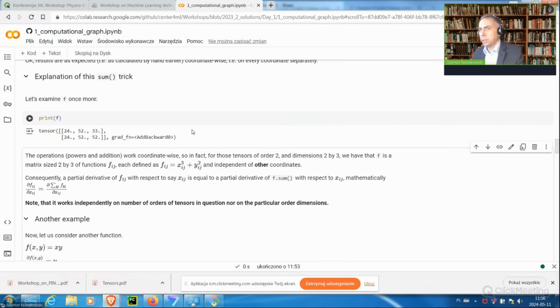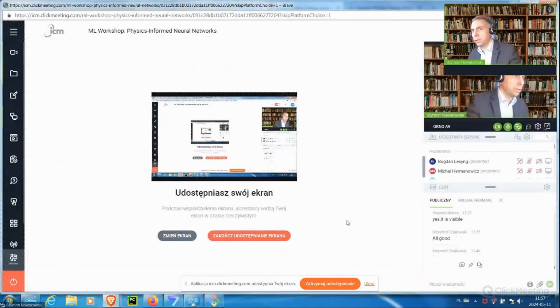And observe also that it works independently on any tensors and any orders. So we just, for an example, used a 2-order tensor, 2 by 3, but we could use a 10-order tensor, 1 million by 1 million by 1 million by 10 million by 7 by 11, and it also would work correctly for this example. Okay, so maybe let me go here and see if there are any questions.